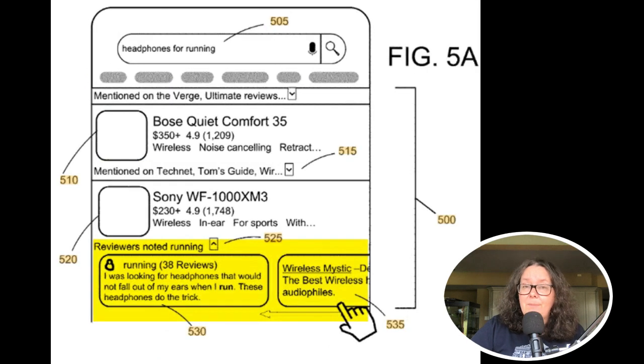The patent also talks about getting relevant information from user reviews. And so the example that they give is if a searcher did a query, headphones for running. And yes, there are annotations that say mentioned on TechNet, mentioned on Tom's Guide. And then there's another result for a different type of headphone. And the annotation that the patent says could appear in the search results pulls information from a review. So it says running. It says there's 38 reviews on this one particular website that talk about using these headphones for running. One of them says, I was looking for headphones that would not fall out of my ears when I run. That these headphones do the trick.